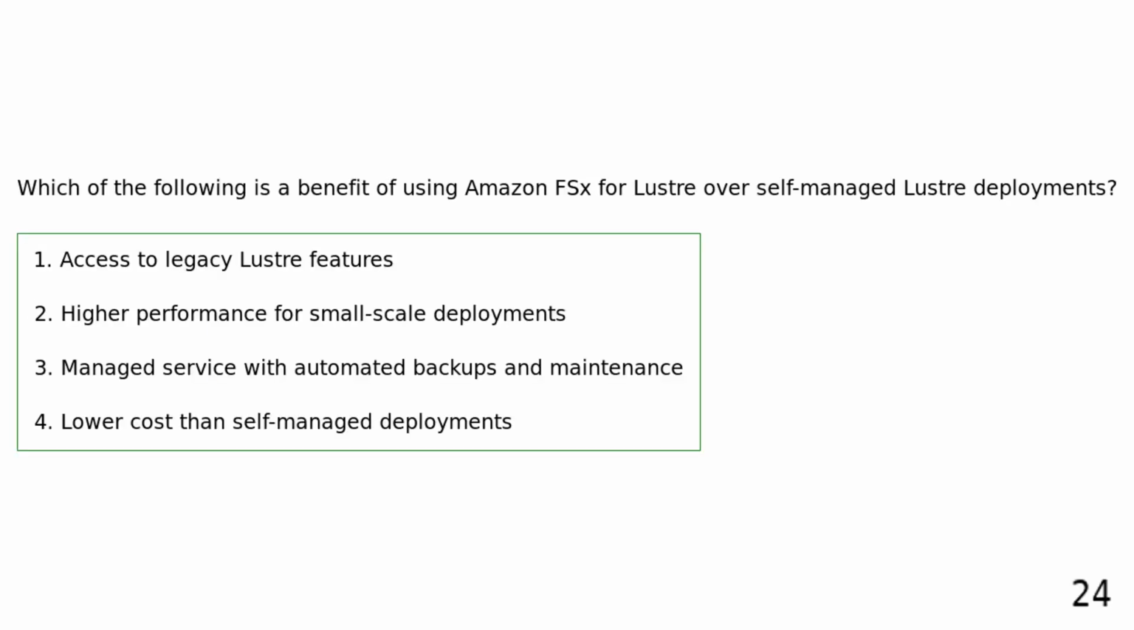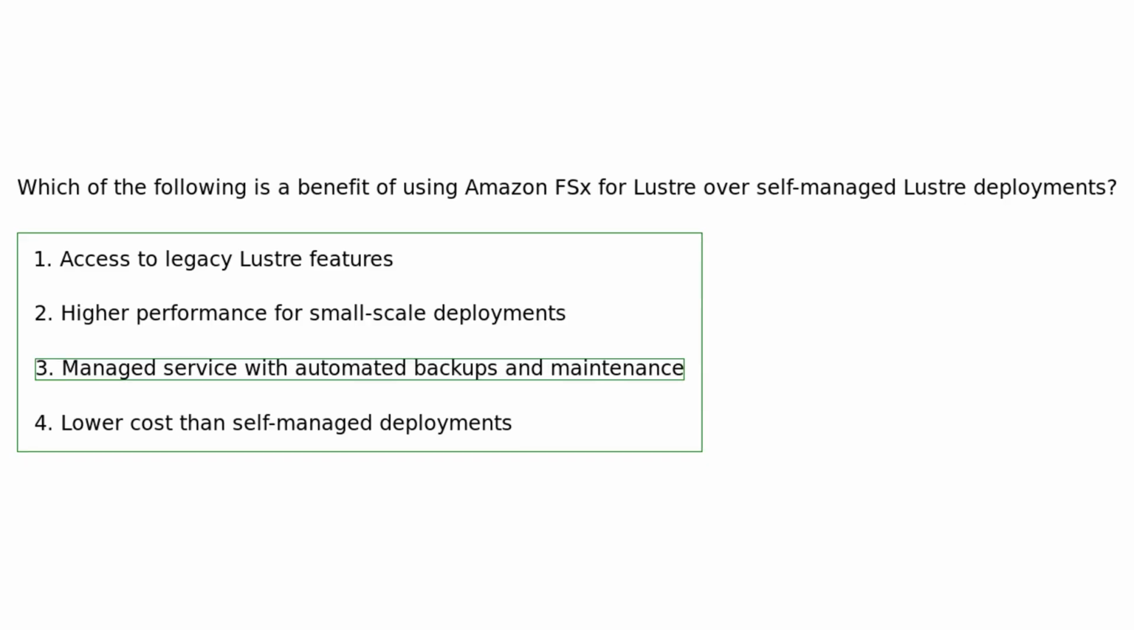Which of the following is a benefit of using Amazon FSx for Lustre over self-managed Lustre deployments? Access to legacy Lustre features. Higher performance for small-scale deployments. Managed service with automated backups and maintenance. Lower cost than self-managed deployments. Amazon FSx for Lustre offers managed services with automated backups and maintenance, which simplifies operations.